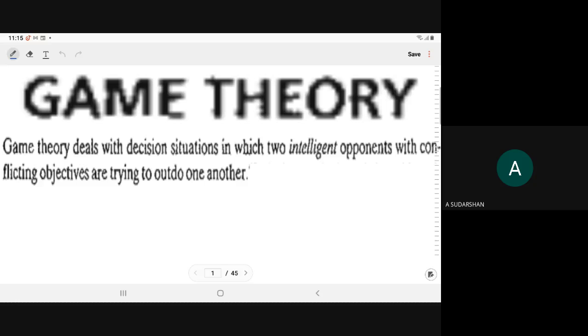Intelligent opponent means depending on the strategy of the opponent, we can decide what the best strategy to win the game can be. That's why we say intelligent opponent. Conflicting objective means both want to win. If we had no conflicting objective, we would have the same objective, that is, both want to do the particular work in an optimal way. But here, conflicting objective means both want to win. When one opponent is winning, naturally the other is losing. So they are trying to outdo one another, and both want to win over the other. That is studied in game theory.